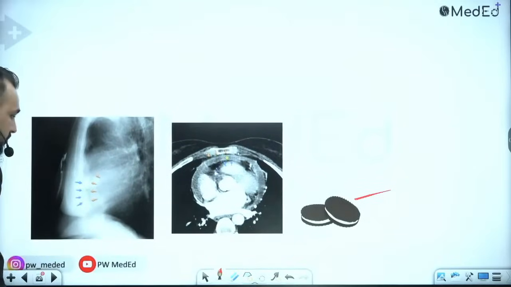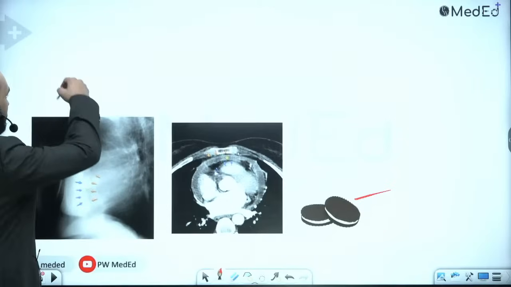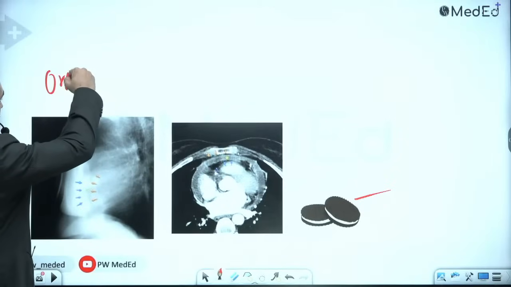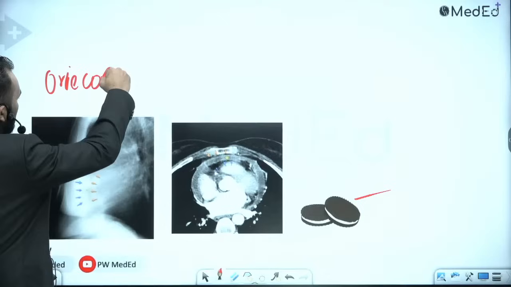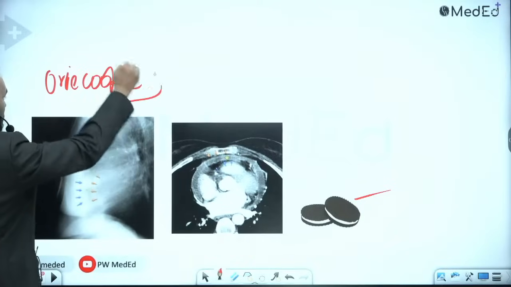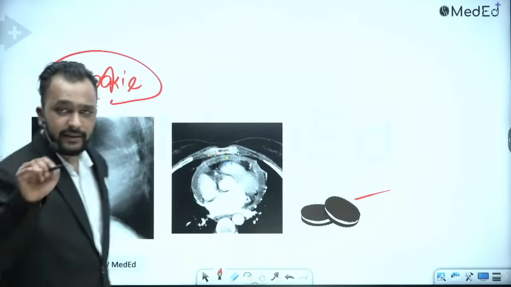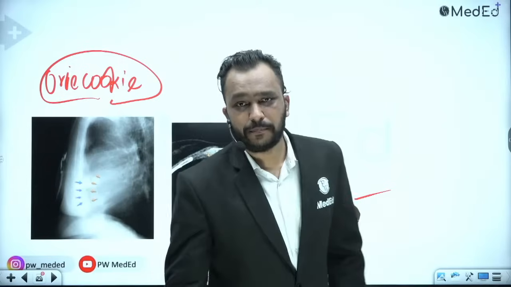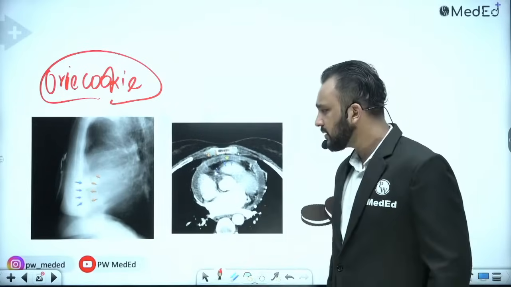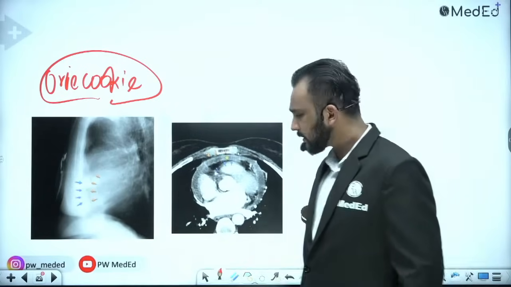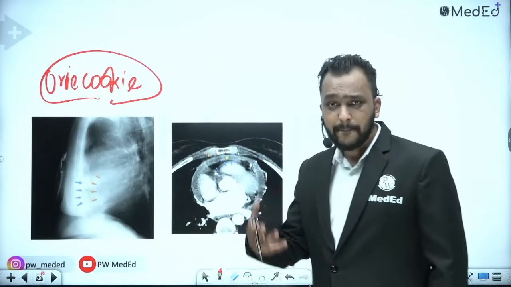What is being shown in this image? What is the name of the sign? The name of the sign is Oreo cookie sign. Oreo cookie sign is seen in pericardial effusion. What happens in pericardial effusion? There is collection of fluid in the pericardial space.